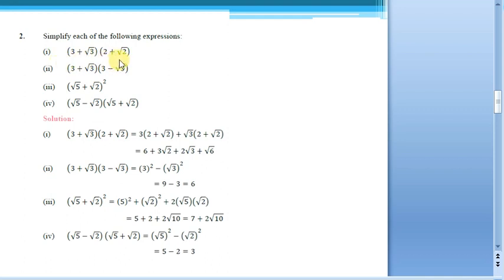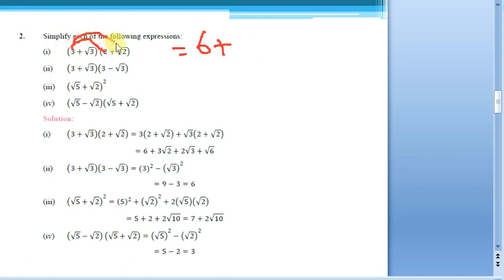So as we do in algebra, the same thing you will do wherever variables are there. Take the first part of the first bracket, 3 into 2. 3 into 2 is 6, plus 3 into √2.